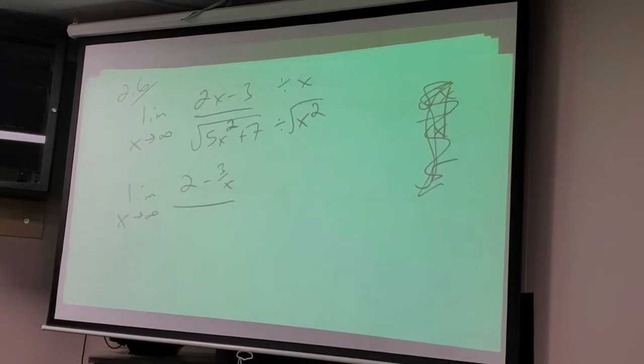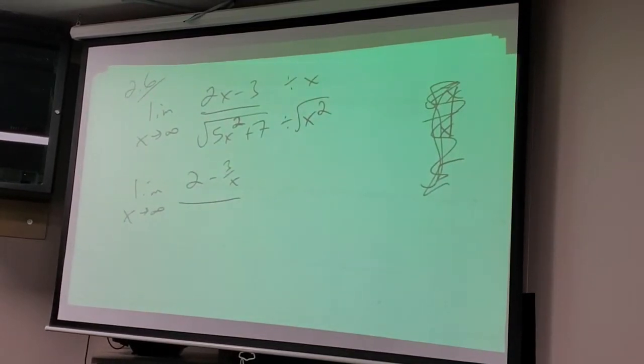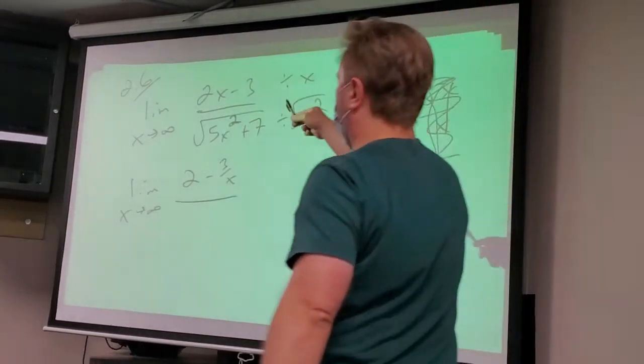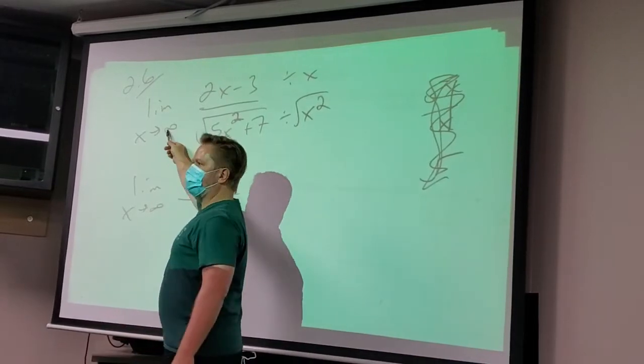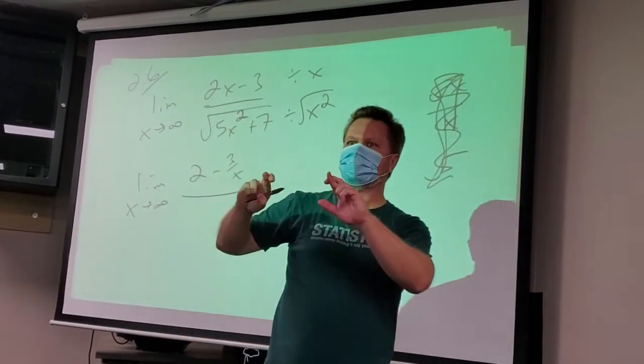Yes? I thought you had to do the same on the top as the bottom. You totally do. What is the square root of x squared, especially considering we're going to positive infinity? Square root of x squared is x. Okay. I love it.